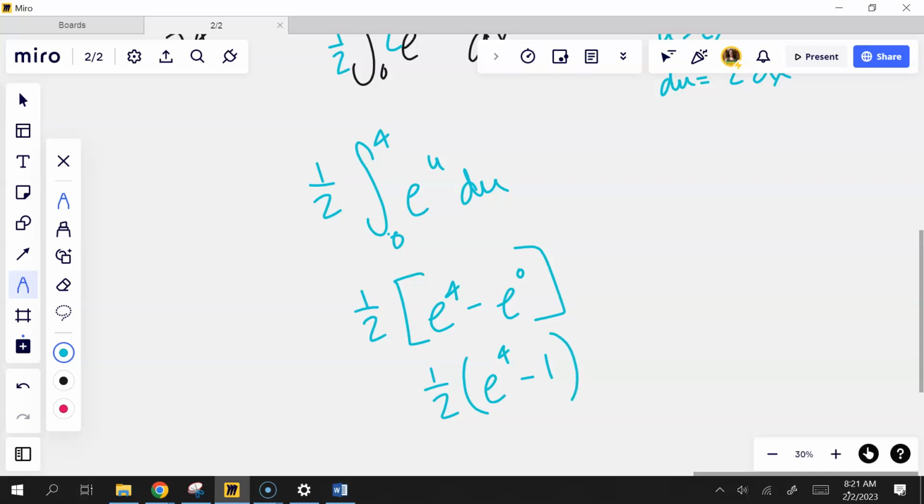And let's see how the answers are written. I'm going with D. D is e to the 4th minus 1 over 2, which is the same thing. Multiplying everything by a half is the same as dividing everything by 2. Does that make sense?